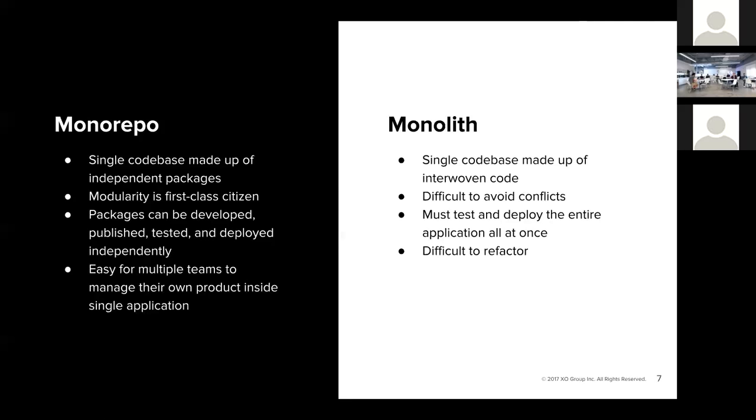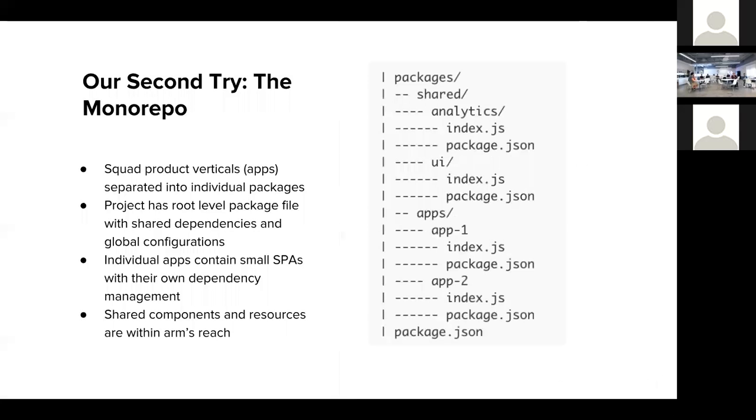With a monolith, you have a single code base, normally interwoven code. It's difficult to avoid these kinds of conflicts. You have to test and deploy the entire application at once. It's difficult to refactor because it's hard to rip pieces out. So essentially, our second try was the monorepo.